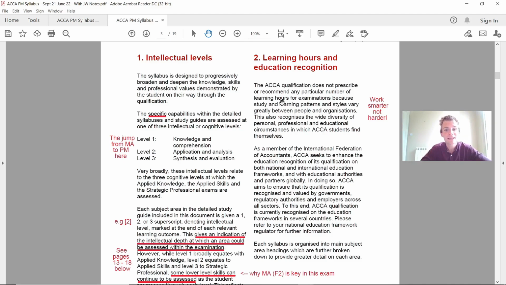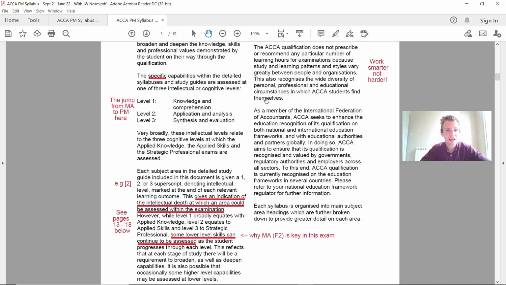And just to get the ball rolling here, we're going to have to be looking at specific capabilities, and I've put on there that there is a jump, just so you're aware. If I've passed management accounting and that was okay and easy, trust me on this, PM is a very difficult exam and it is a jump up.